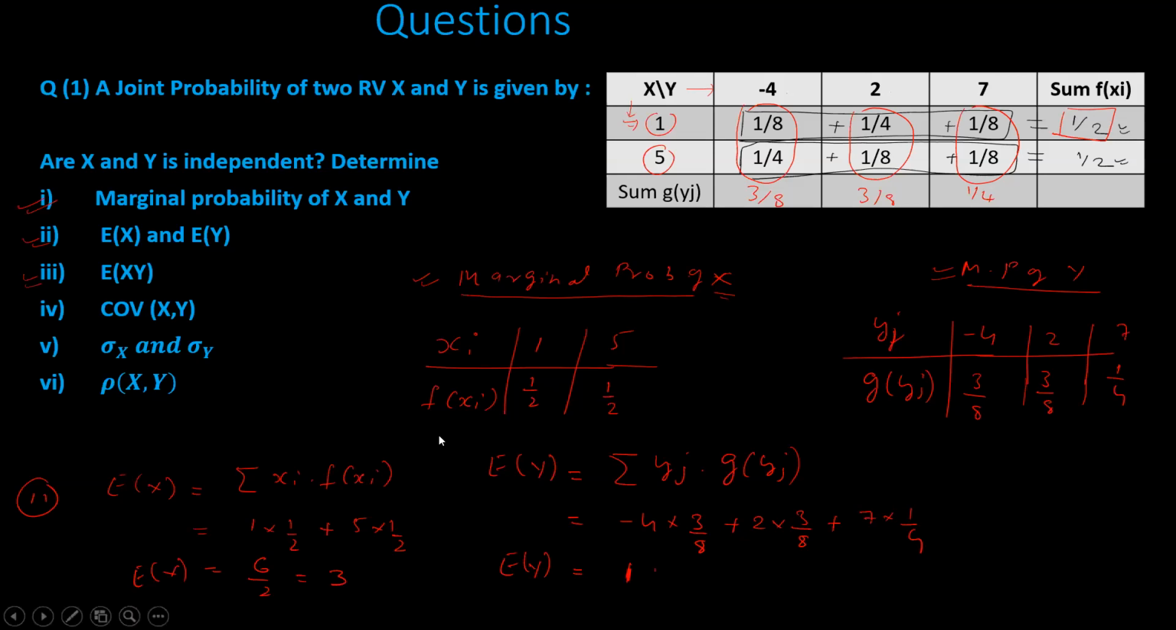So I'll go to the next page. Any doubt on this particular page, let me know. Okay. Next I have to find the E of xy. The formula for E of xy is summation of xi into yj into fij. To use this formula, you should take the xi values, yj values and fij values. It means you have to look into the joint probability table.